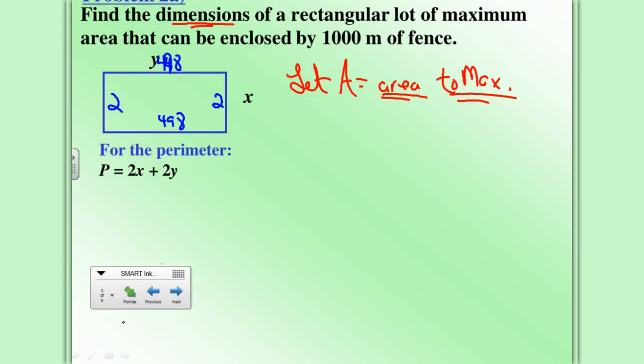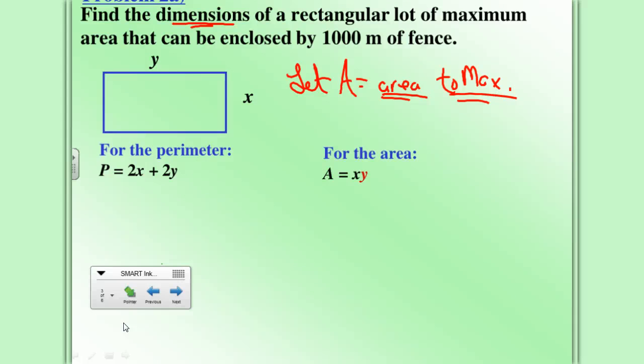If you made this 10 and this 10, you'd have 490 left on each side to build your fence. And you'd keep playing around until you found the maximum area. But that's not what we want. So let's build an equation. If A is the area, area equals length times width, x times y. And you could have picked L and W, whatever you want.